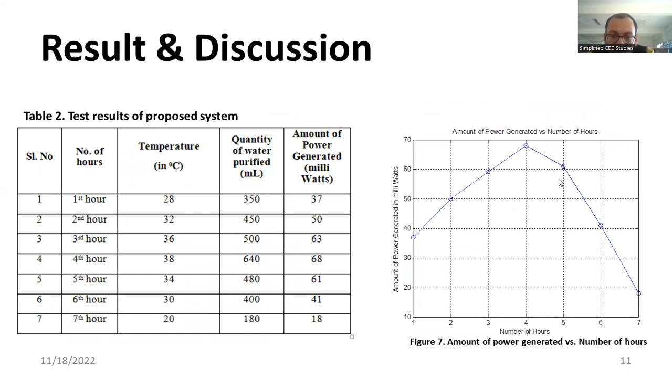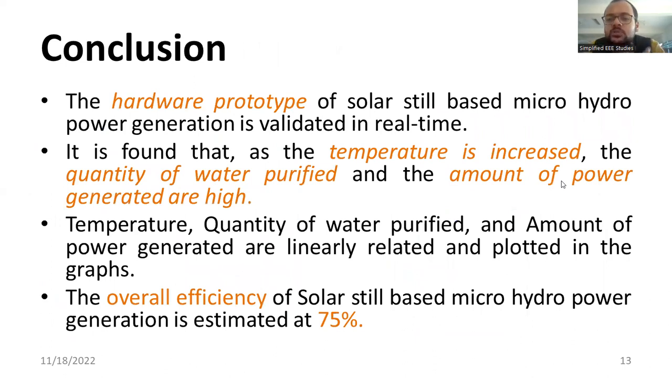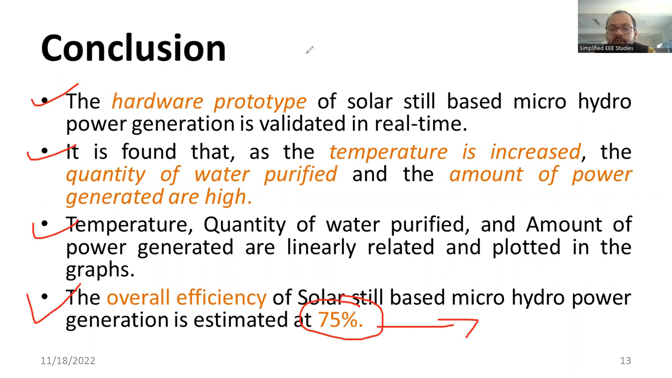So these are the things I obtained after doing the real-time testing. You can do a similar kind of project and think about improvements. What we have done is develop a hardware project of a solar still-based micro power generation system. Then we found the main variables: the hours, the temperature, the quantity of water purified, and the amount of power generated, and we plotted the respective graphs. I have mentioned that here. The efficiency we computed is almost 75%. Still, there is future scope for improving the efficiency. You can go ahead with improving the efficiency.